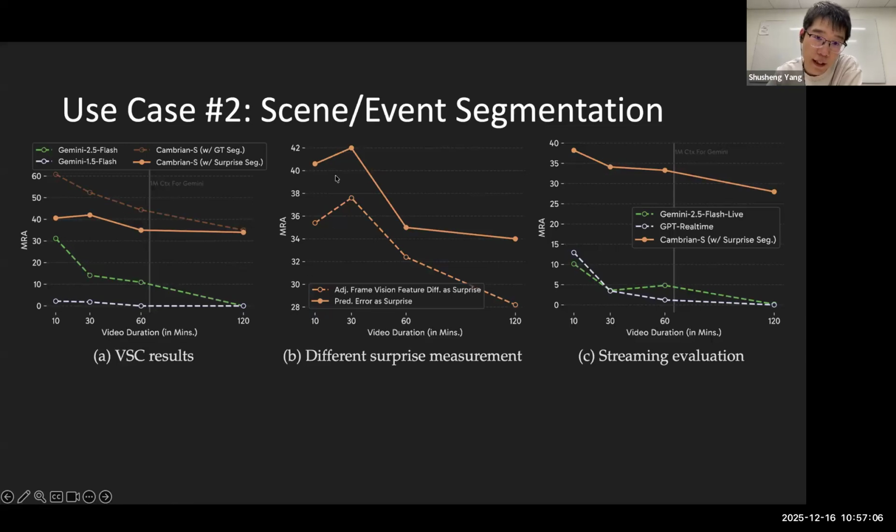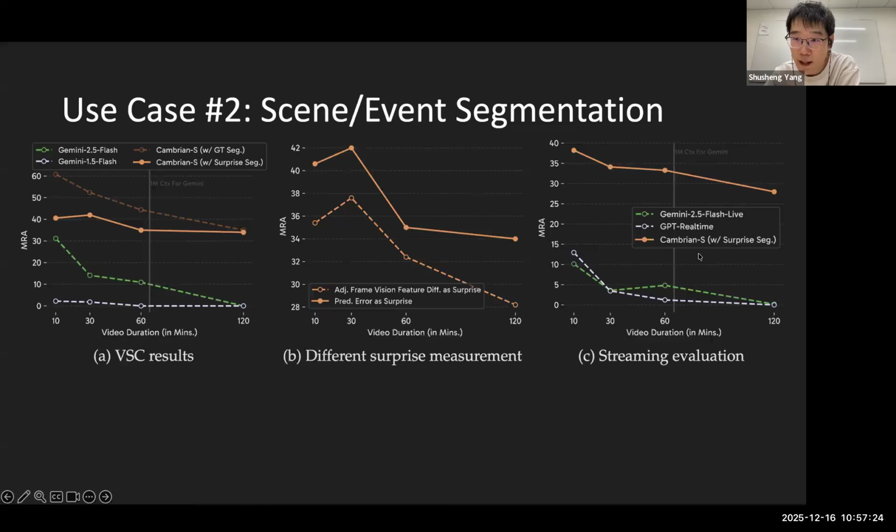We also compare using the predictive error as surprise with using the adjacent frame vision feature difference as surprise, and we can see the advantage is super clear.